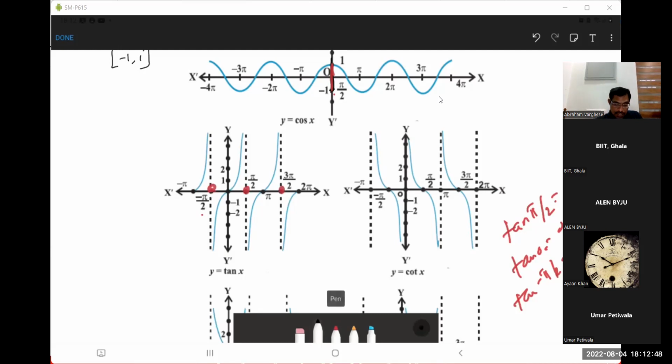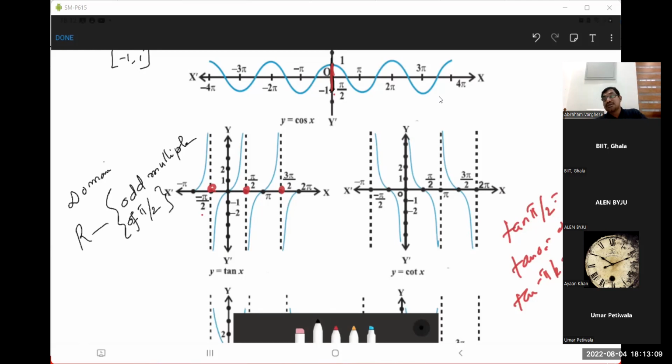Therefore, how can I say the domain? The domain is all real numbers except odd multiples of pi by 2. That means I subtract odd multiples of pi by 2 from the real numbers. Or I can say it like this: R minus (2n minus 1) pi by 2.